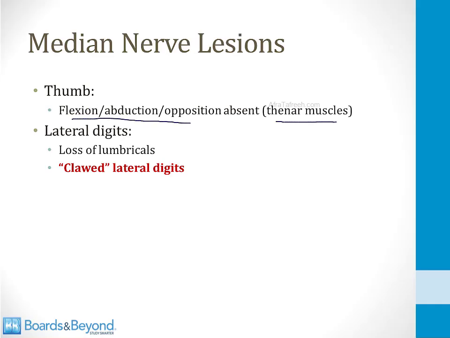This is all done by the thenar muscles. Basically, the thumb will be paralyzed. And then in the lateral 2 digits or fingers, the 2 fingers closest to the thumb, there will be loss of innervation to the lumbricals, and this is going to lead to clawed lateral digits like we talked about before. So the patient will have difficulty moving those fingers, and they may take on a clawed appearance.